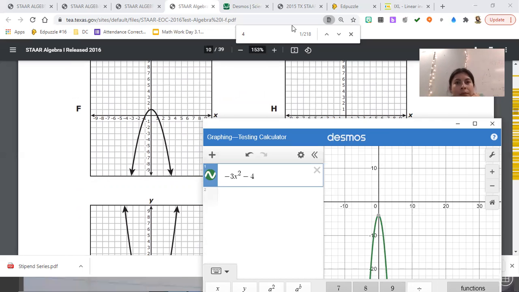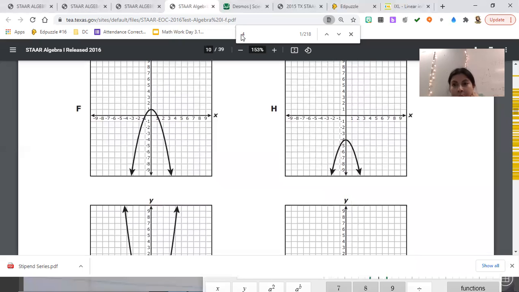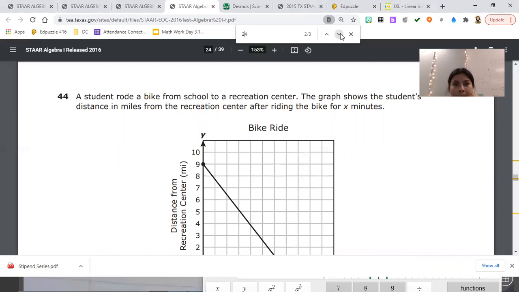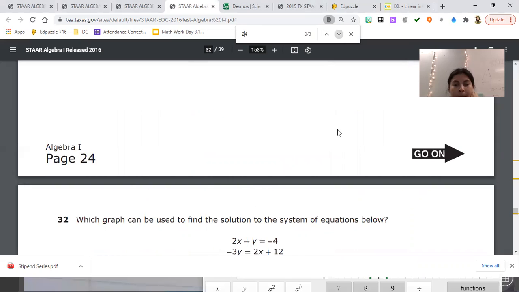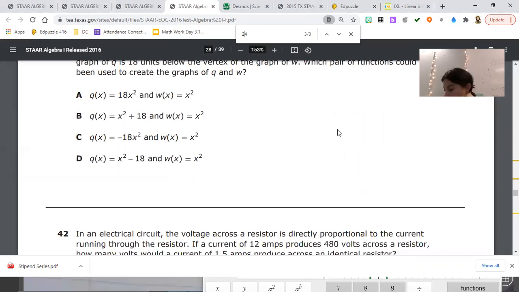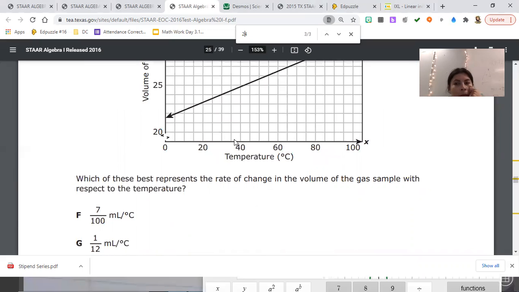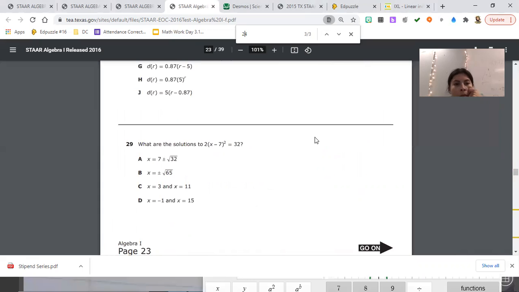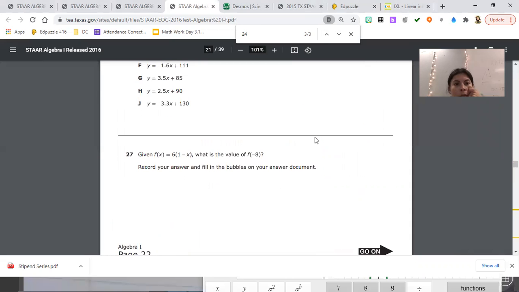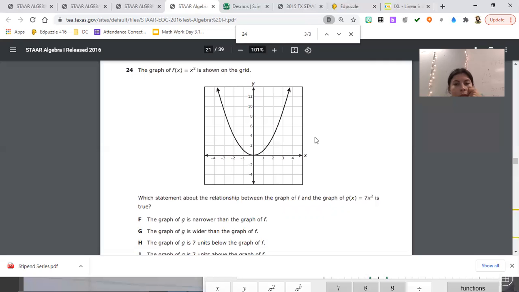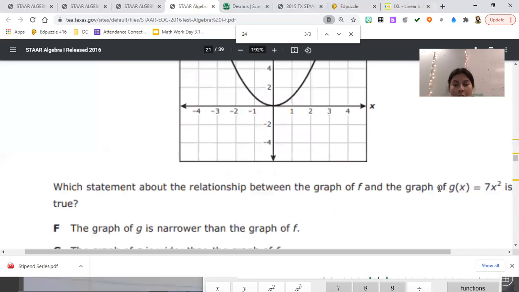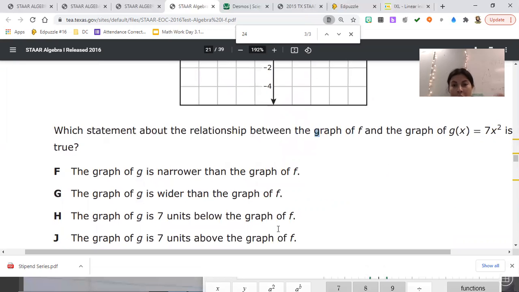Let's see another problem where you're just following the instructions and then you're making the graph to see which one looks just like it. It's number 24 that I want you to see, if this will load. Okay, so they give you a graph, okay? And what you're going to do is type in f, g, at 7x squared, into your Desmos calculator. And you're going to see which one matches the description here.